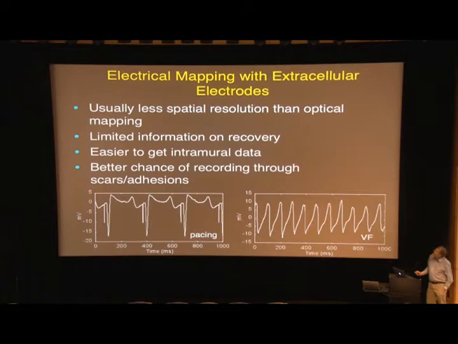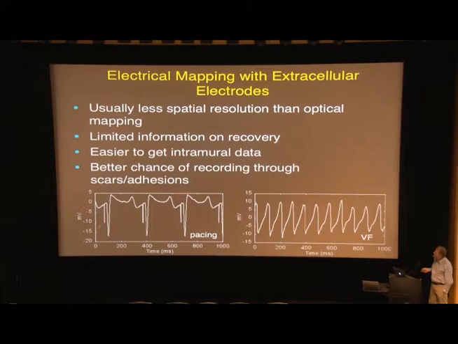So we also have a 528 channel electrical mapping system that's, I guess it's older than most of my undergraduate students. So with a system like that, you can put arrays of electrodes on the tissue, usually lower resolution, but you have a better chance of getting signals in hearts that are compromised.